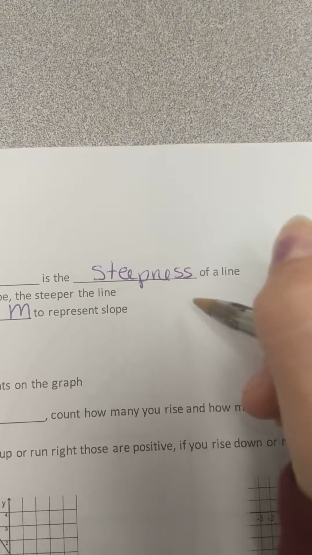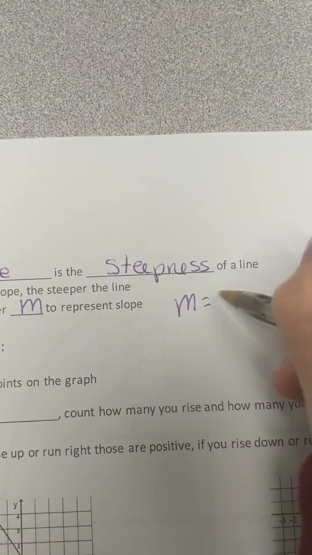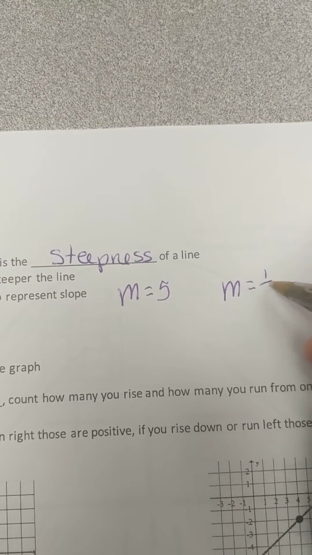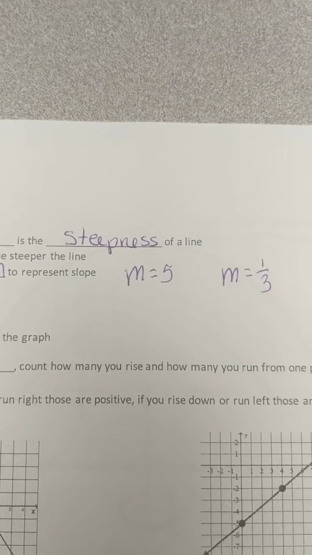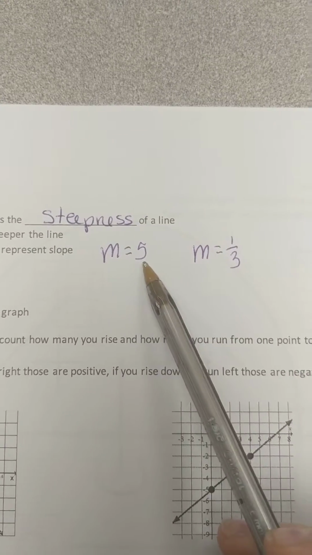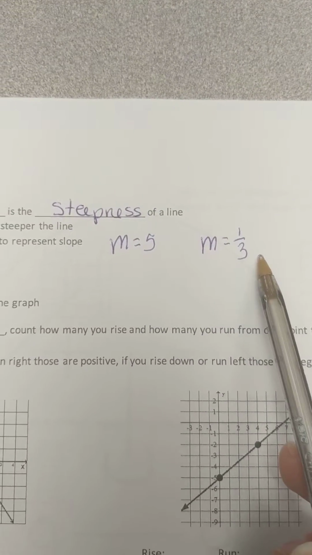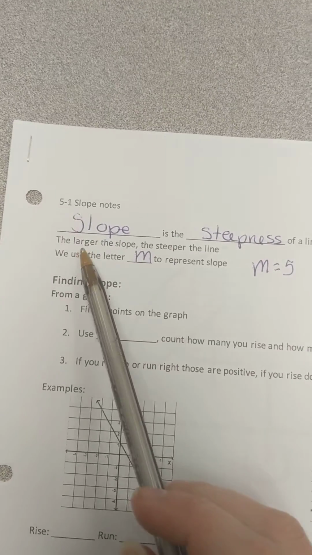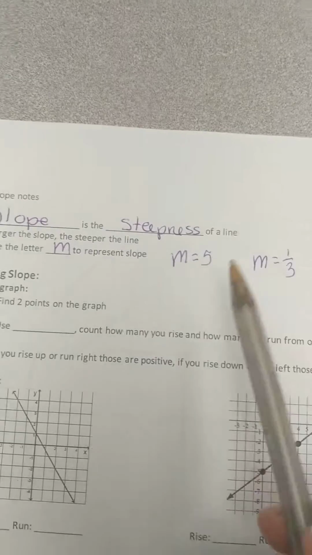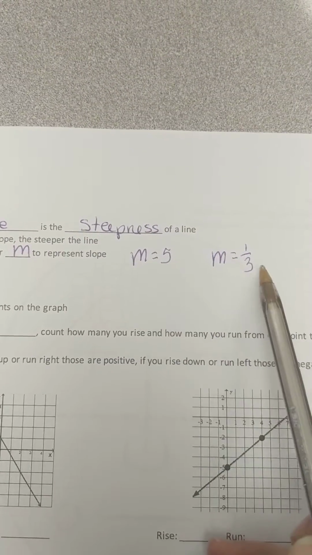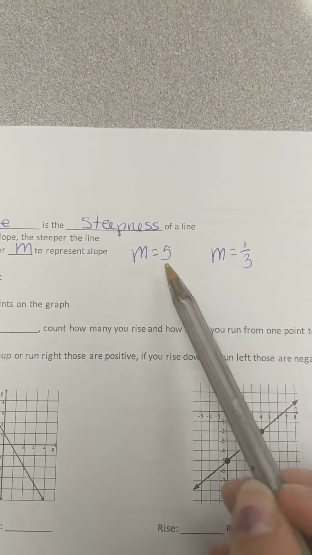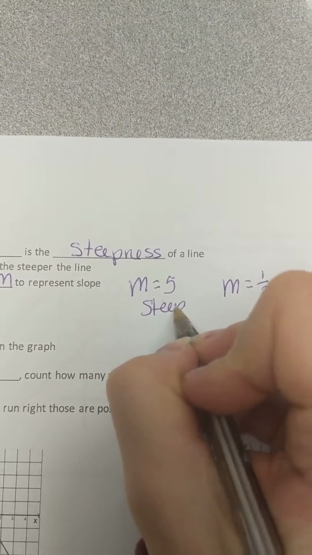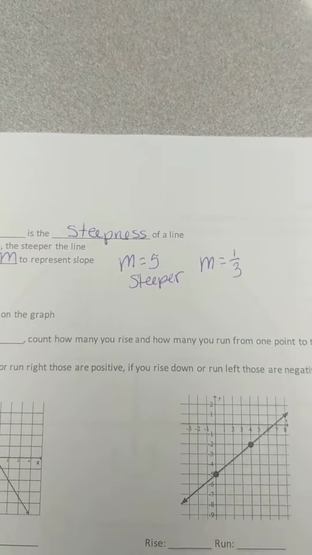So if I have two slopes, I say M is 5 or M is 1/3. So I have two different lines. One has a slope of 5, and one has a slope of 1/3. To figure out which one is steeper, well, the larger the slope, the steeper the line. So which number is larger, 5 or 1/3? 5. So 5 is going to be steeper. This line will be steeper than the 1/3.